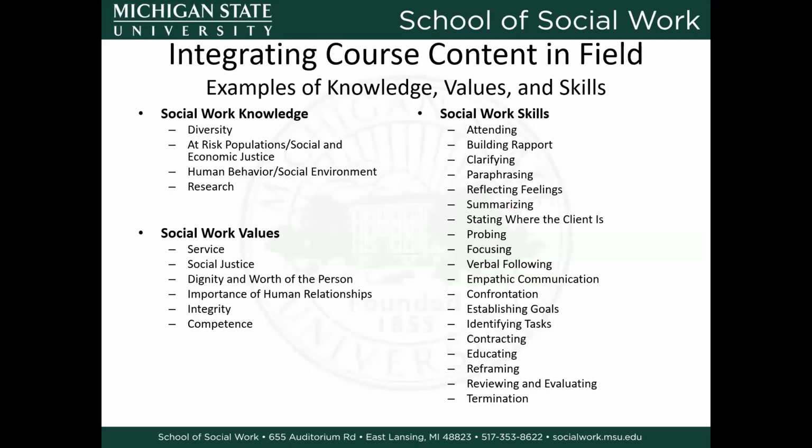So students, the areas of learning are knowledge and values, skills, and then self-reflection. They call it cognitive affective, but it's really critical thinking and self-reflection. In terms of knowledge, what we want students to understand and be thinking about is: which populations are at risk, and what are the social and economic injustice issues.